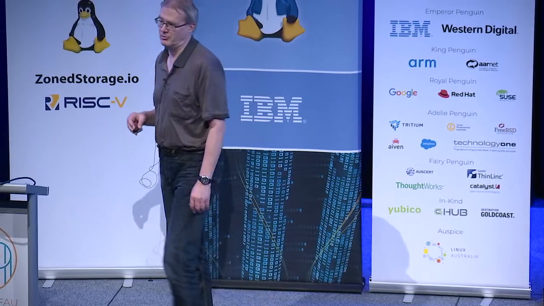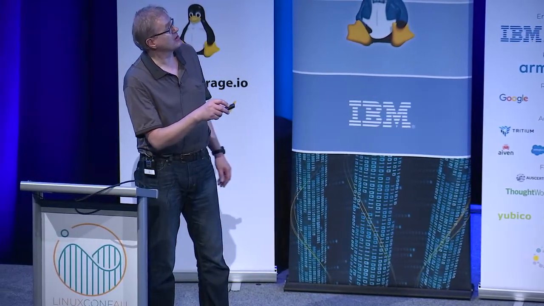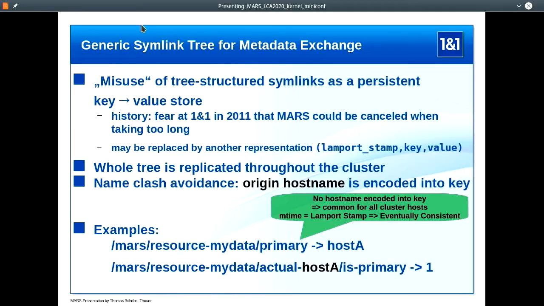I simply didn't get the time to implement my own kernel space persistent memory, and that's the reason why the symlink tree is a misuse of symlinks for a key-value store. It's an example in the last two lines. The idea is to replicate the whole tree throughout the cluster. So it is potentially identical on each host, on each cluster member. The same tree. You could even transport it via rsync if necessary, at least in theory.